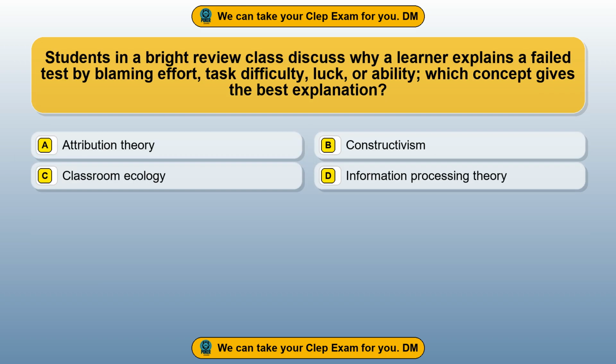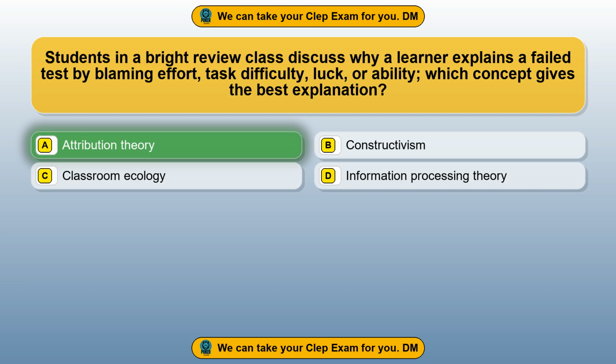Question 30. Students in a Bright Review class discuss why a learner explains a failed test by blaming effort, task difficulty, luck, or ability. Which concept gives the best explanation? Option A, attribution theory. Option B, constructivism. Option C, classroom ecology. Option D, information processing theory. The correct answer is option A.